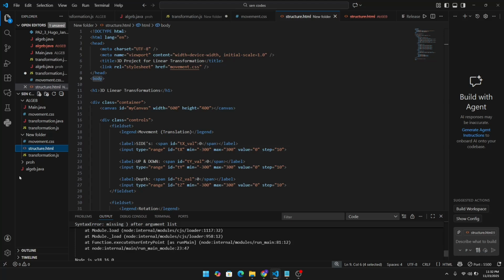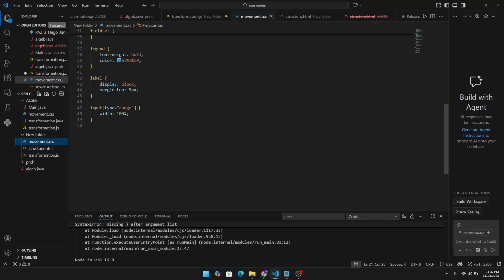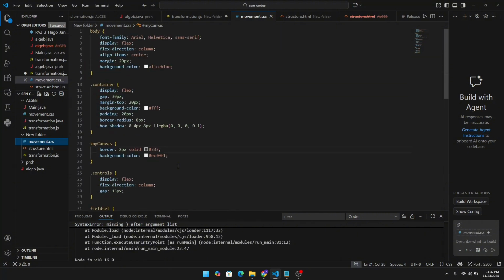The CSS styles the layout for clarity and usability. It uses flexbox to arrange the canvas and controls side by side, adds padding, borders, and shadows for a clean appearance, and ensures sliders and buttons are easy to read and interact with. In short, the HTML defines the structure and the CSS handles the appearance. This combination creates an interactive platform for exploring our project.